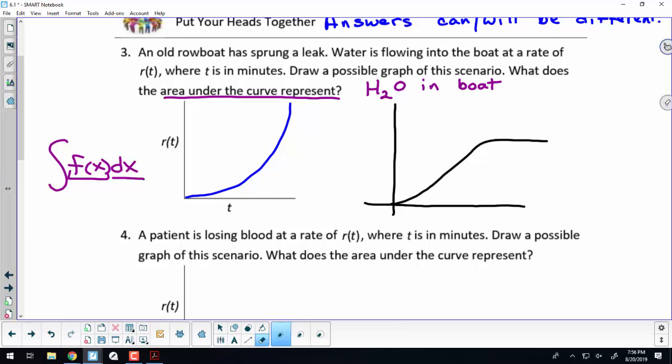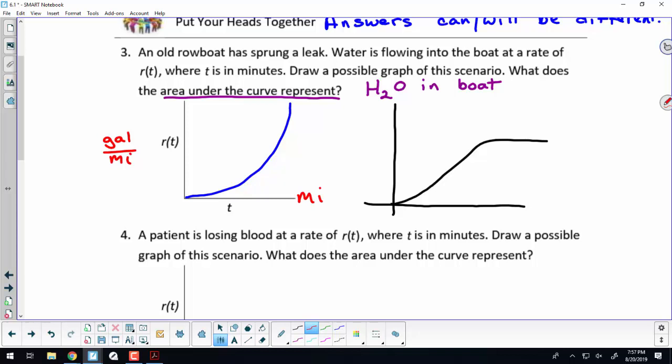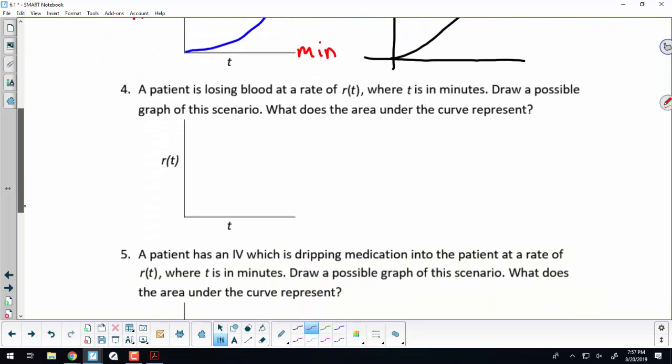So there's no units specified, but it doesn't really matter how we're measuring that water. So let's just, for argument's sake, say the rate is measured in gallons per minute and time is measured in minutes. When I multiply that together, the minutes cancel out, and all I'm left with is gallons, or liters, or quarts, or whatever. So the amount of water in the boat. I think it's important to realize what we're doing with units when we take an antiderivative or an integral. But yeah, any questions on that example?